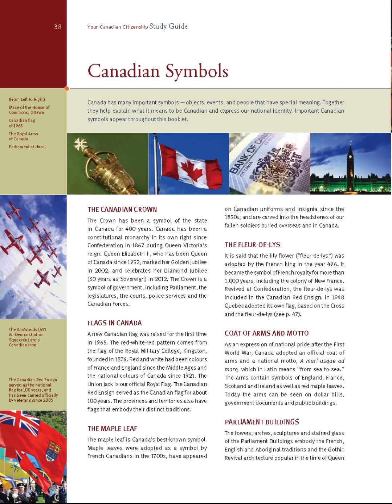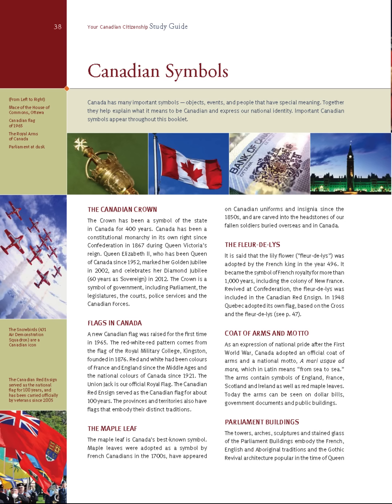The Canadian Crown. The crown has been a symbol of the state in Canada for 400 years. Canada has been a constitutional monarchy in its own right since Confederation in 1867 during Queen Victoria's reign. Queen Elizabeth II, who has been Queen of Canada since 1952, marked her Golden Jubilee in 2002 and celebrates her Diamond Jubilee, 60 years as sovereign, in 2012. The crown is a symbol of government, including Parliament, the legislatures, the courts, police services, and the Canadian Forces.